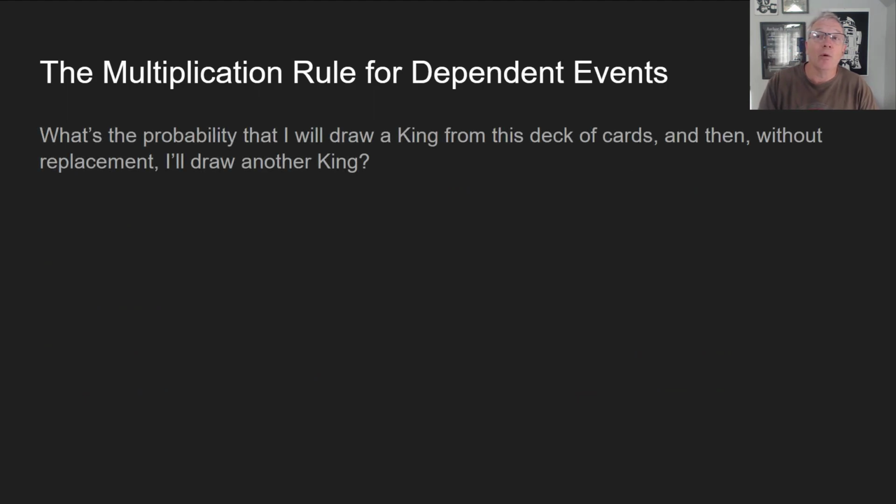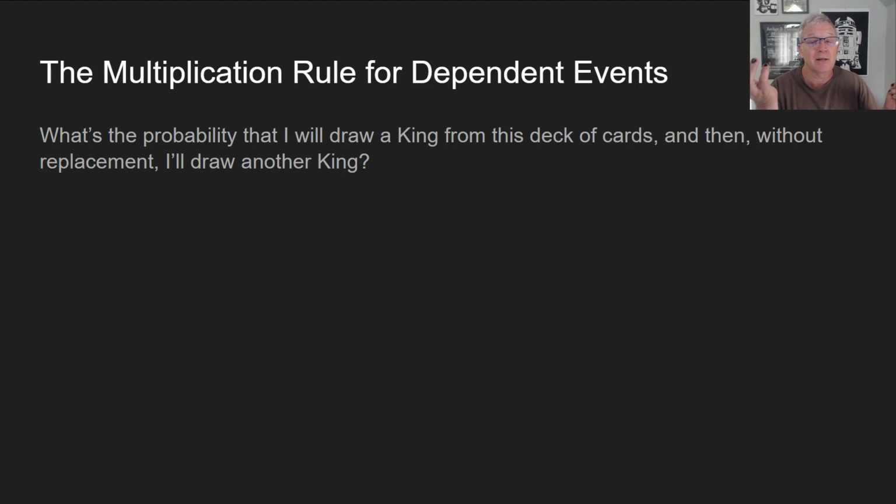Okay, so what about for dependent events? A dependent event is one where the first event causally affects or changes the outcome of the second event. What's the probability that I will draw a king from this deck of cards, and then, without replacement, I'll draw another king? These are not independent events, because I've got a deck of cards and I pull out a king. Previously, 4 out of 52 cards were kings. I pull out 1 king. Now, how many kings are left?